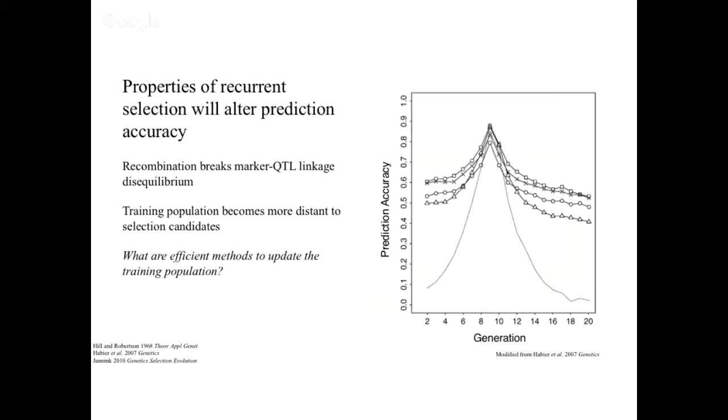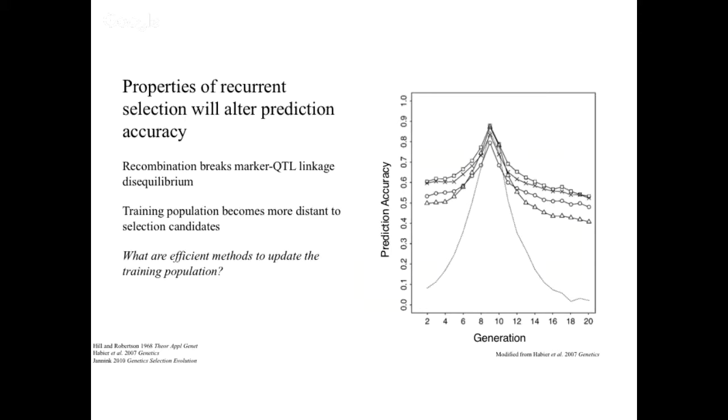And to illustrate this, I've included a figure from Javier et al. 2007 in Genetics, where they looked at a training population, which is at generation 10, and then selection candidates which are at different generations. And so they see that prediction accuracy is highest when the selection candidates are at a generation that's close to the training population. And so all of this suggests that over recurrent selection, using genome-wide selection, we need to update our training data.